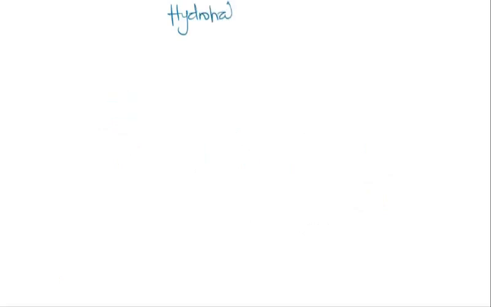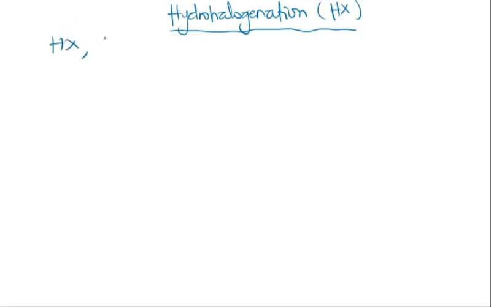So let's begin. Hydrohalogenation. Now, hydrohalogenation is just adding HX to an alkene. Like the name suggests, this reaction involves a hydrogen halide, which is of the form HX. Examples are hydrogen bromide, HCl, HI, and others, added to an alkene.